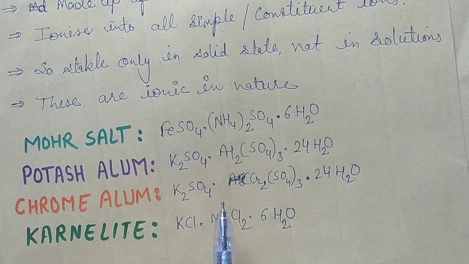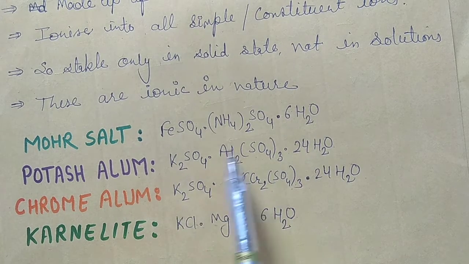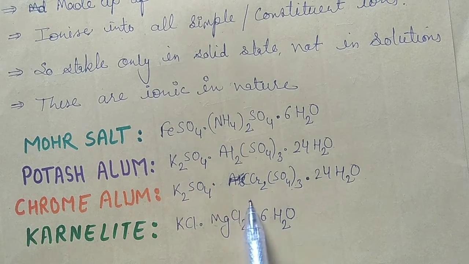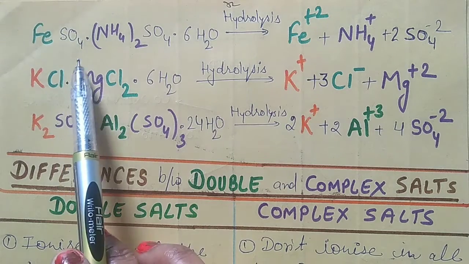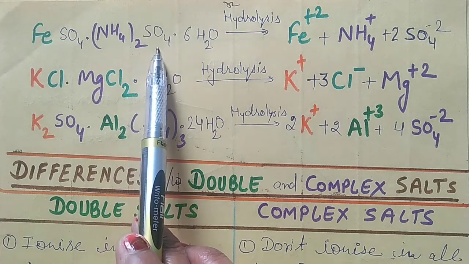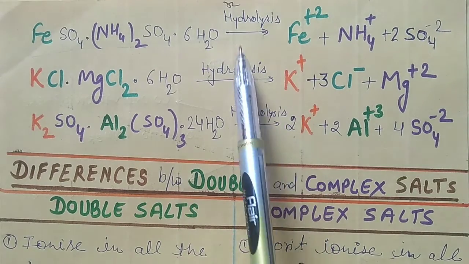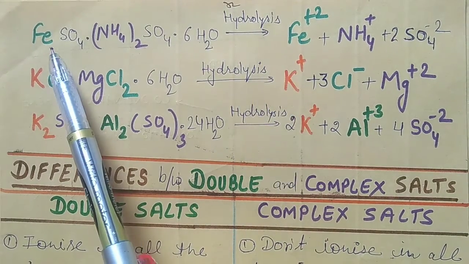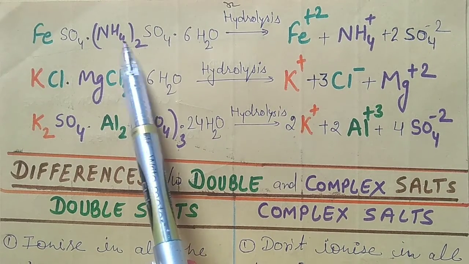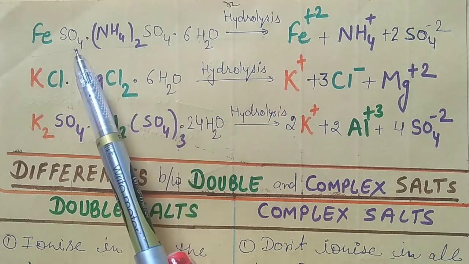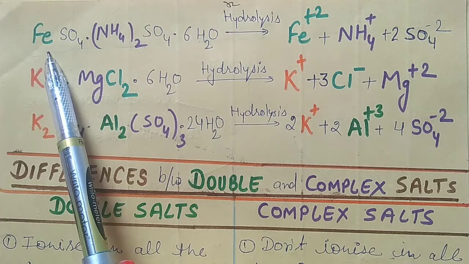As I have told you, when these are dissolved in water, they will be ionized into all the components of the compound. Let's see: FeSO4·(NH4)2SO4·6H2O is a double salt. When it is dissolved in water, hydrolysis occurs, and we get Fe2+ ions, NH4+ ions, and sulfate ions. All the ions present in the compound are obtained.